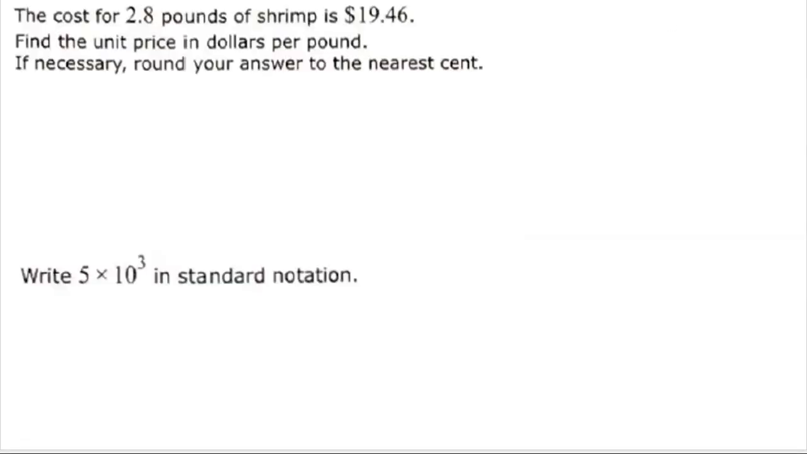So let's look at the first question. It says here the cost for 2.8 pounds of shrimp is $19.46. Find the unit price in dollars per pound. If necessary, round your answers to the nearest cent. And the second part here is asking, write 5 times 10 to the third in standard notation.